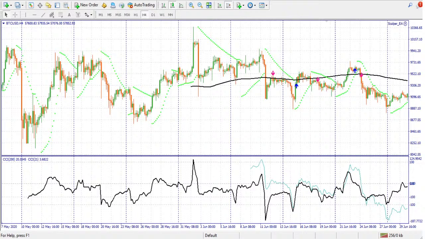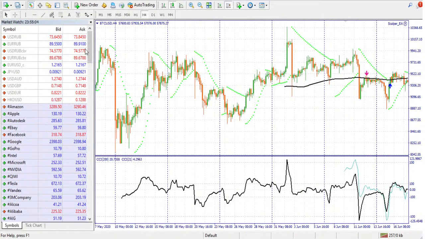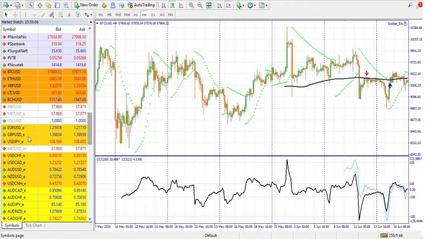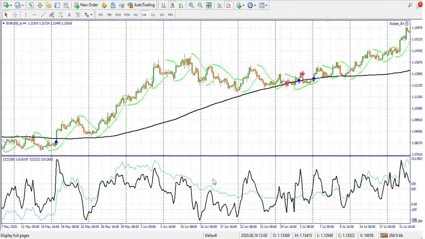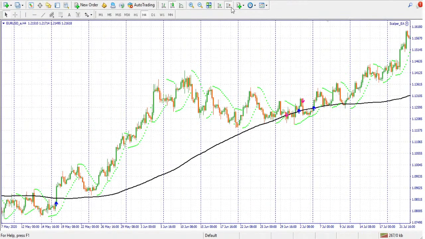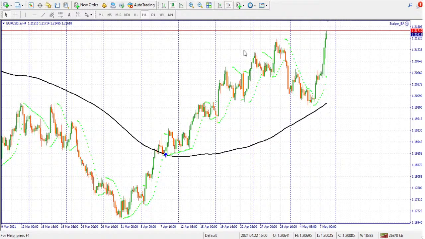So I want us to start off. This is Bitcoin. We won't look at it. We want to look at Euro USD. Disregard the indicators you're seeing on my screen, we don't need them. On this chart, I'm basically looking for a possible continuation to the upper side.